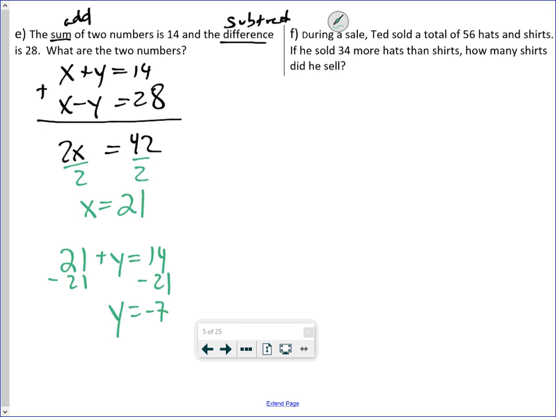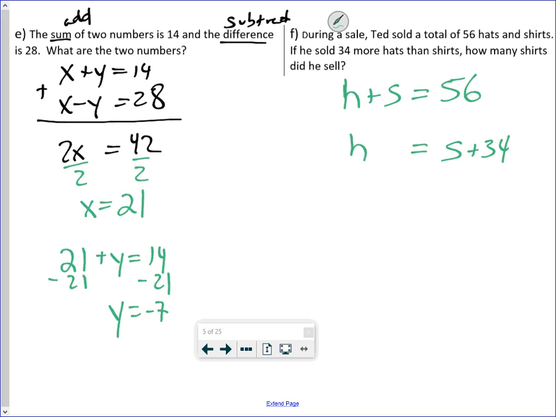During a sale, Ted sold a total number of hats and shirts of 56. He sold a total of 56 hats and shirts. So hats plus shirts equals 56. If he sold 34 more hats than shirts, here's where you have to think about what the equal sign means. Are hats and shirts equal? No, they need to balance. He sold more hats, so in order to make them equal, I have to add 34 to the shirts. And now the number of hats and shirts are equal.